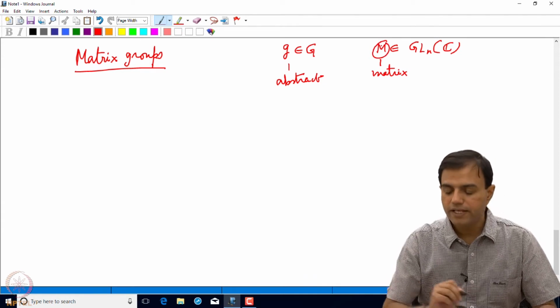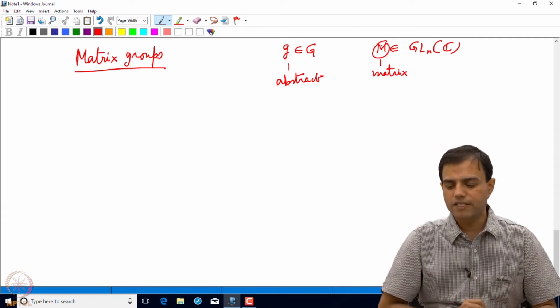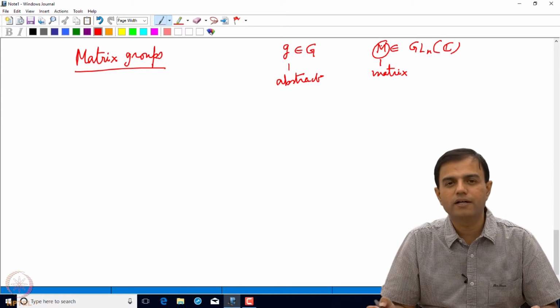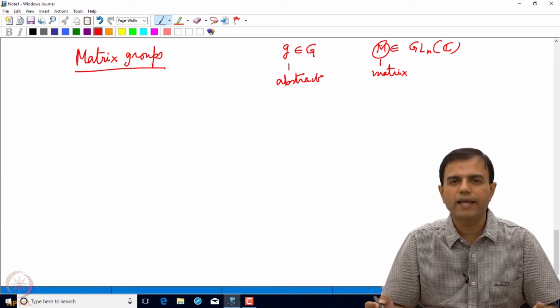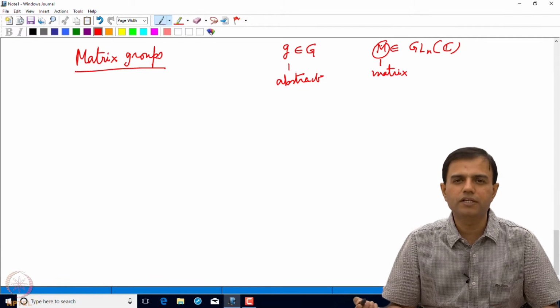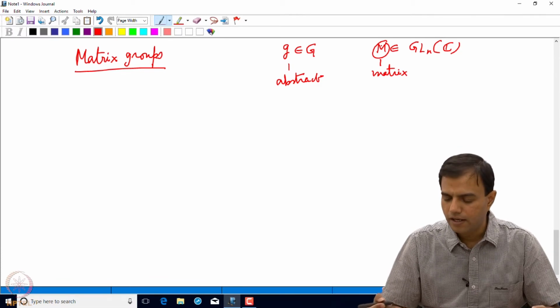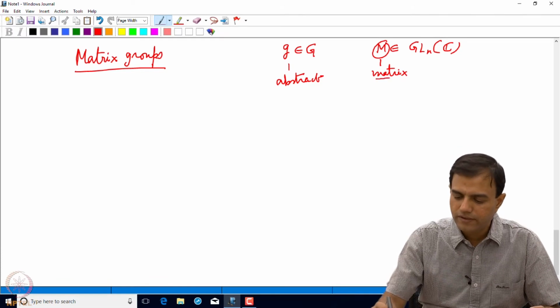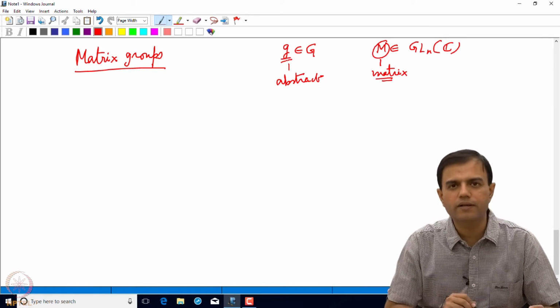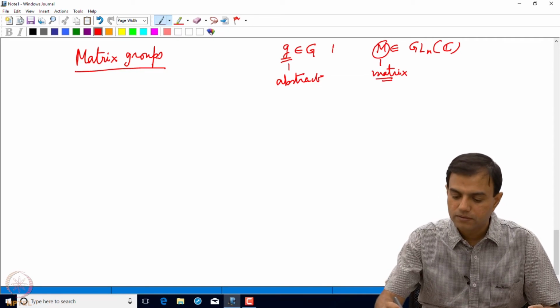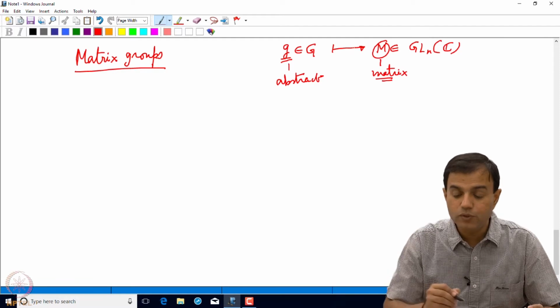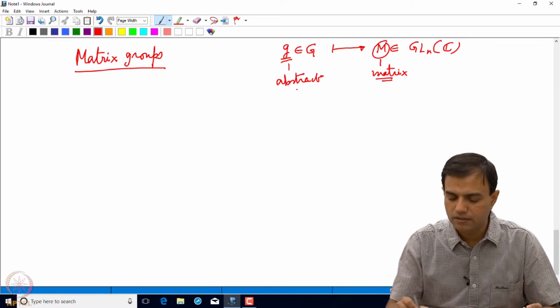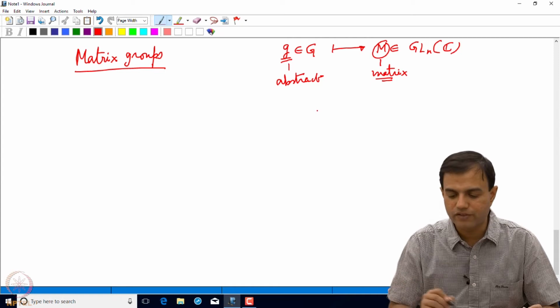I can perform various operations on the matrix itself. For example, I can compute its determinant, I can compute its trace, I can add up all the entries of it. So many things that I can do with a matrix, but with an abstract element you can't. So in some cases it might be useful to think of an abstract group as actually a matrix group.